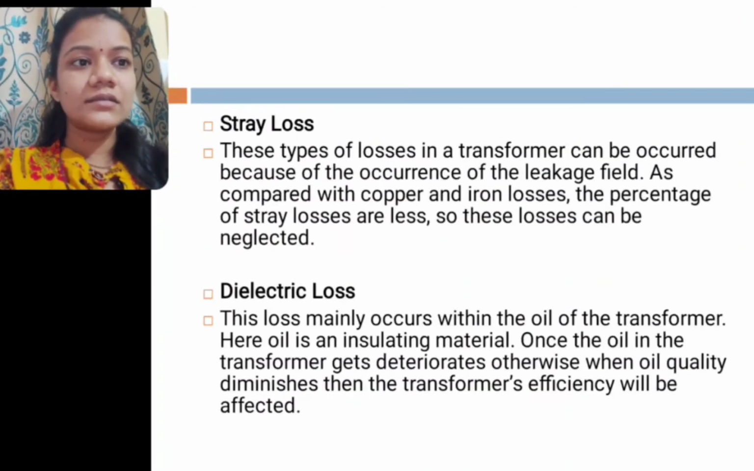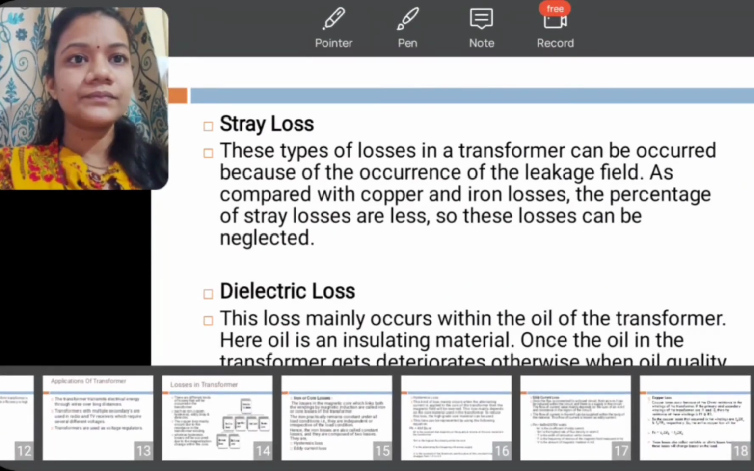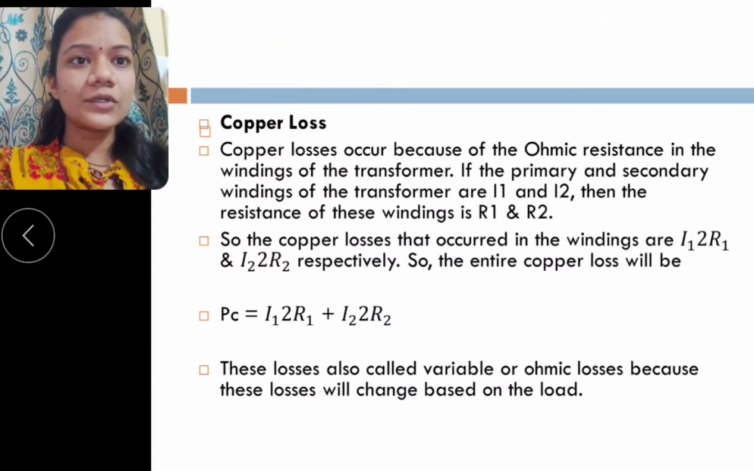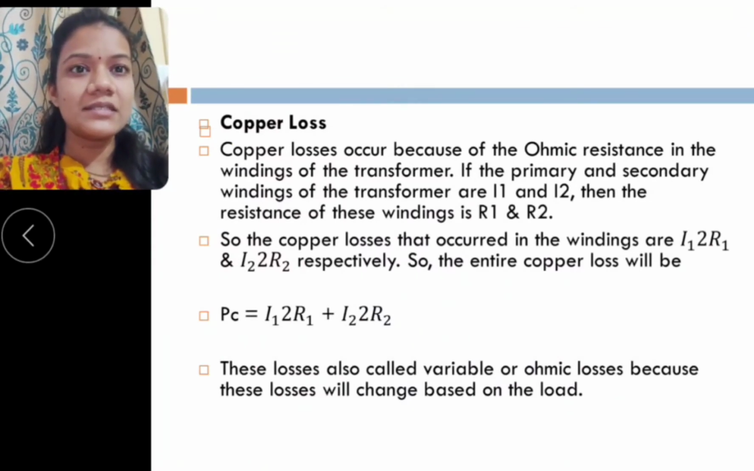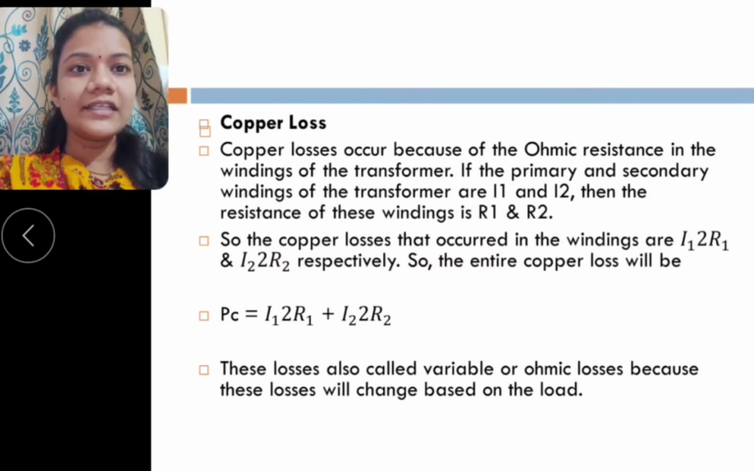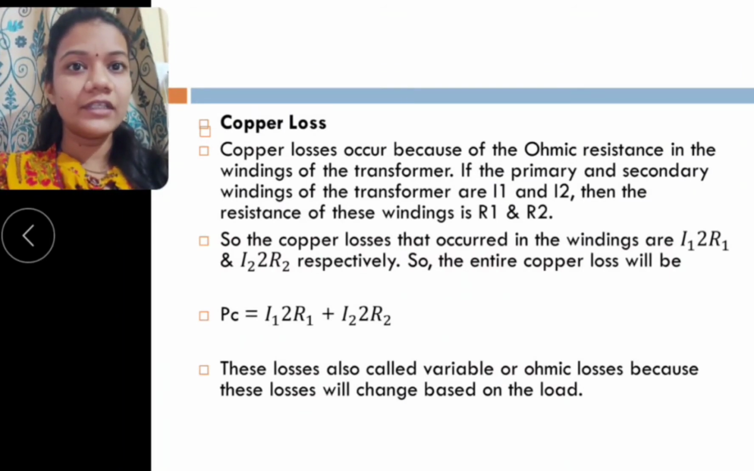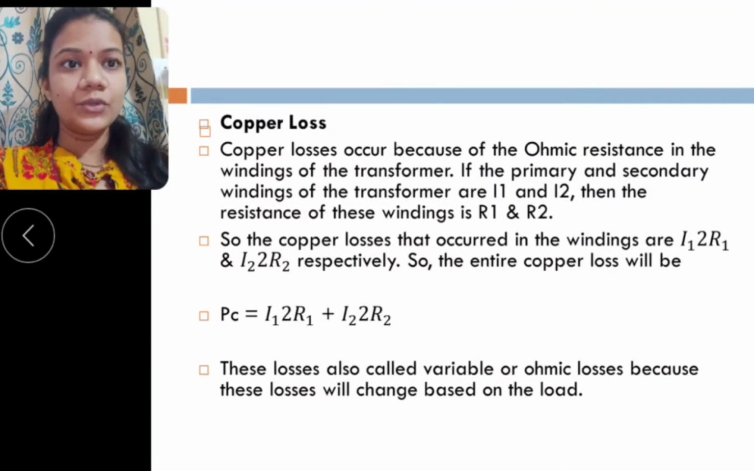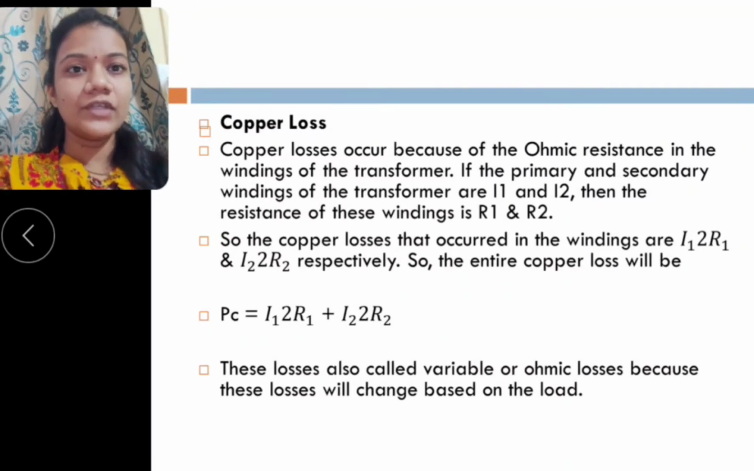Now next is copper loss. Copper losses occur because of the ohmic resistance in the windings of the transformer. If the primary and secondary winding currents of the transformer are I1 and I2, then the resistances of these windings are R1 and R2. The primary and secondary windings have turns N1 and N2, and resistances are respectively R1 and R2.